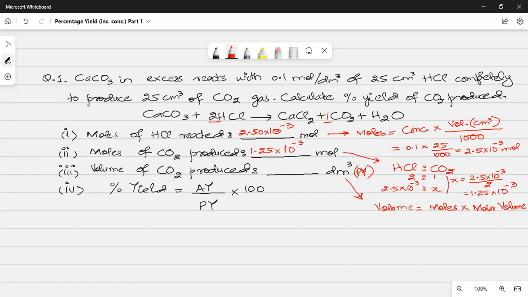Now, since we know the value for molar volume for all the gases on the planet is what? Molar volume. Do you remember the value of molar volume for all the gases on the planet? It's 42. No, it's 24. Yeah, sorry, it's 24. 24, yes. So what happens when you multiply this 1.25 into 10 raised to the power minus 3 with 24?